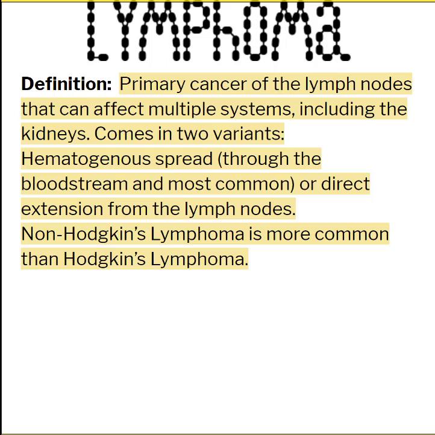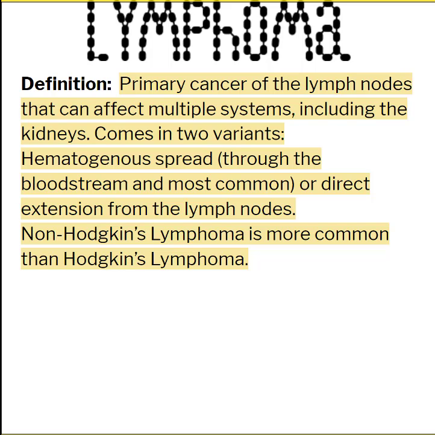Our last cancer of the renal system then is lymphoma. We know that lymphoma is a primary cancer of lymph nodes that can affect multiple organs in the body, and this does include the kidneys. There are two different ways that lymphoma can spread into the kidneys, or really into any organ in the body, and one of them is through hematogenous spread, so that means that it spreads through the blood, or it can spread directly from a lymph node nearby to the kidney and extend into the kidney itself.